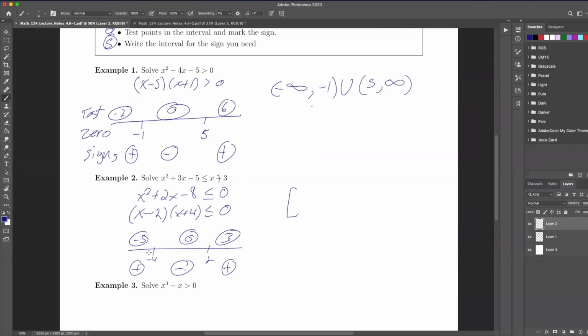And here, where is it negative? Between negative 4 and 2. Now, does that match what we see graphically? Yeah, that matches exactly what we see graphically.